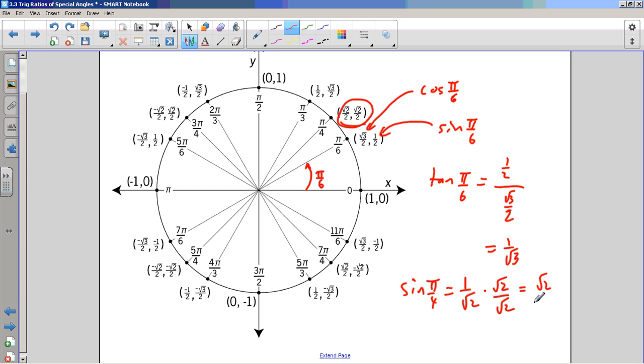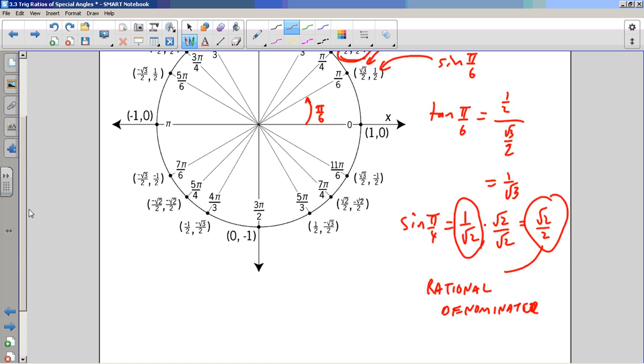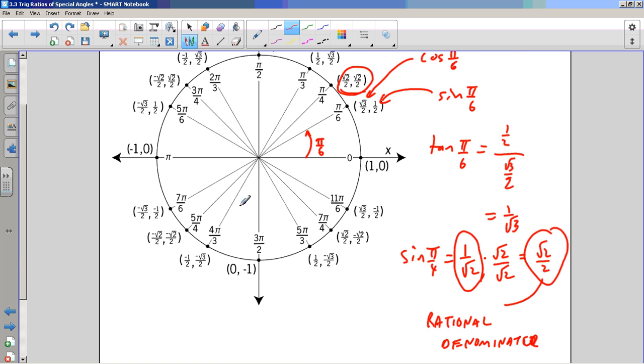Square root of 2 times the square root of 2 is just 2, and these are equivalent forms. I'm okay with you writing that. You'll see this in a lot of textbooks just because they have what's called a rational denominator. Okay? All right, so if you prefer this unit circle, that you remember all the values from the unit circle, you're welcome to remember it that way.